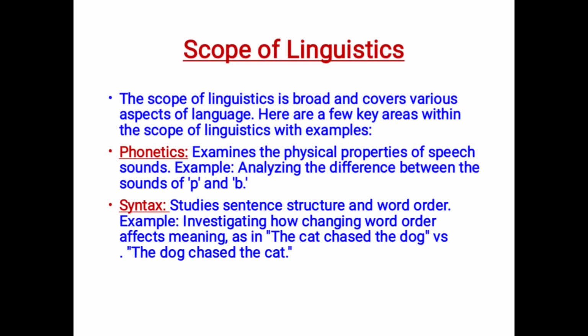Now, this question may be in your mind: what is the scope of linguistics? Actually, the scope of linguistics is broad and covers various aspects of language. Here are a few key areas within the scope of linguistics with examples. For example, phonetics. Phonetics examines the physical properties of speech sounds, like analyzing the difference between the sounds of p and b. There are other sounds like k, g, d. These all come in the category of phonetics.